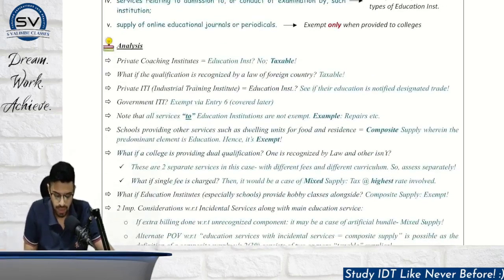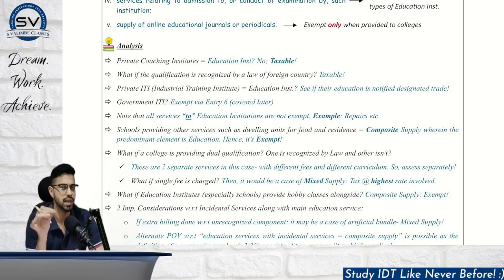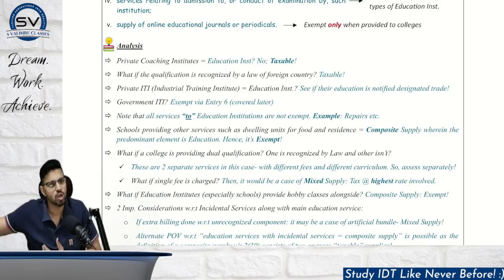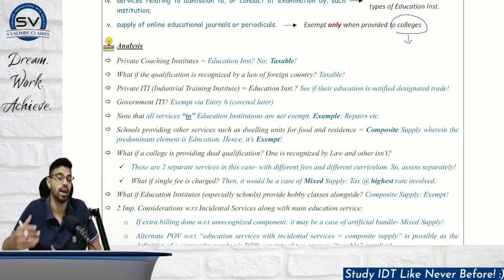Okay, and last, supply of online educational journals or periodicals. So let's say I am providing a GST newsletter, GST journal. I am charging, let's say, 5,000 rupees per month. But this is exempt only when provided to colleges. It makes sense. Generally, online journals and periodicals won't be provided to schools. So this is exempt only when provided to colleges. Technically, you will write that those educational institutions providing curriculum which is recognized by law in India.